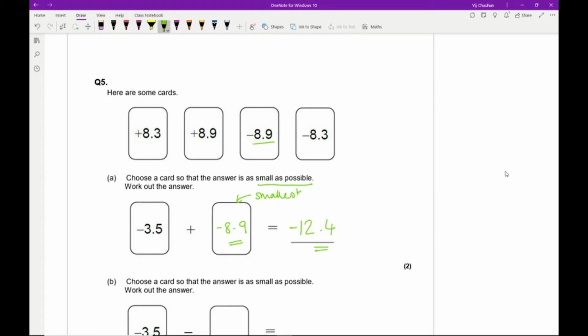Now looking at the mark scheme, I may get 1 mark for correctly working this out if I used any other cards, but I'd definitely go for the smallest one, which is minus 8.9.